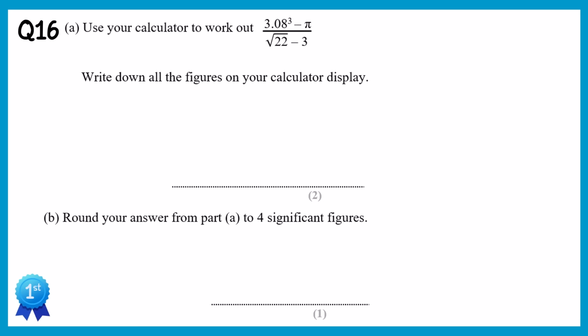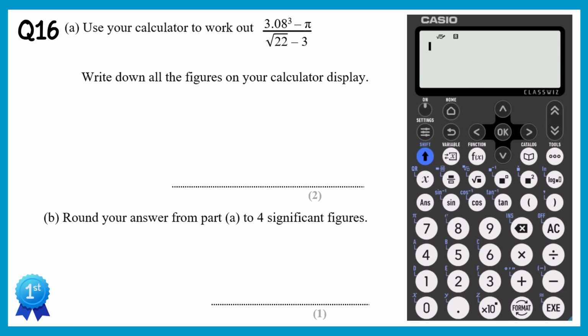In this question, we need to type something into the calculator. So let's take the calculator, and we're going to begin by pressing the fraction button. That's this one here. Then on the top, we have 3.08, and we need to do this to the power 3, so we press this button here, and then a power 3. Then we press the right arrow to get away from this power, and then subtract, and we need to do pi. So pi is on shift, and then the button 7.